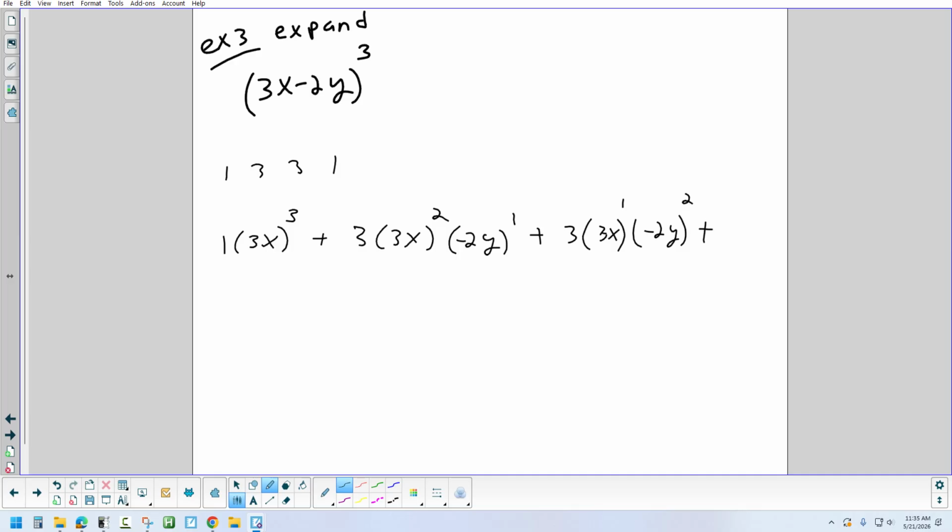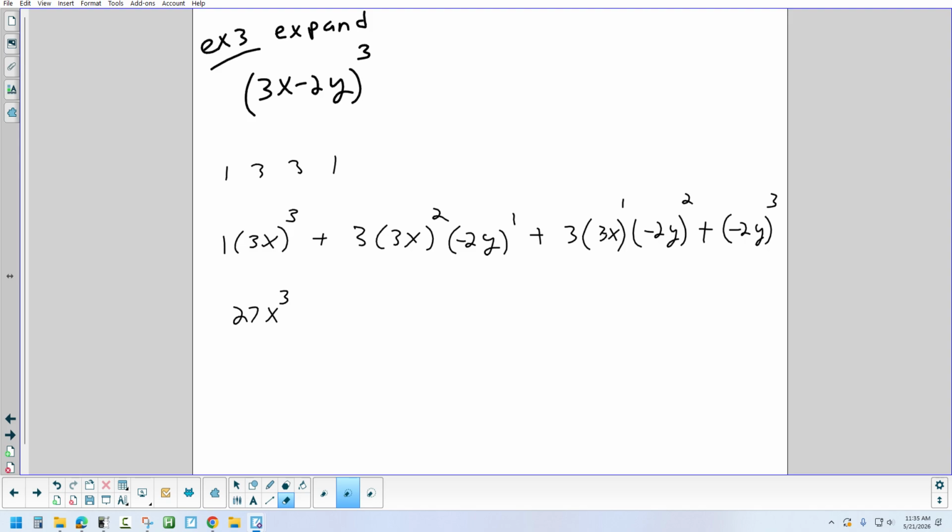All right, and now we're down to the last term. The first one and the last one are always the simplest because they don't have both variables in them. So Reese, what would my last term be? Negative 2y cubed. Negative 2y cubed. Okay, so do the first one out. Lucas, what's 1 times 3x cubed? 27x cubed. Good. You don't have to worry about anything with y yet.